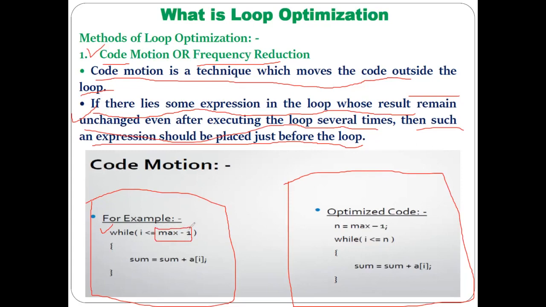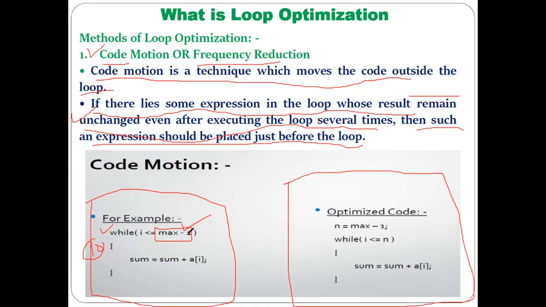Now if you try to remove this sub expression and write it outside the loop, what is happening? Suppose this while loop gets executed 10 times. This processing has to be done by the compiler, max minus 1. This processing has to be done by the processor, your CPU, when the execution happens. What processing? This max minus 1 operation has to be done 10 times. But whether this operation is evaluated 10 times or one time, its result is going to be the same. Understood? The result of max minus 1 is going to be the same.